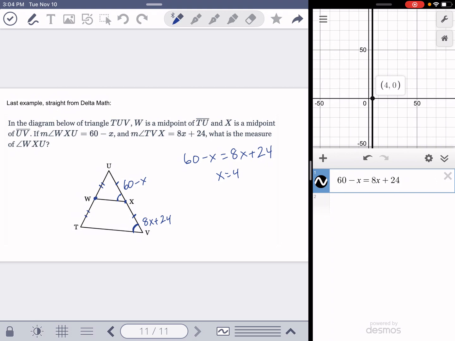What is the measure of WXU? So now, angle WXU is 60 minus x. So 60 subtract 4 will give me 56. And so 56 is what I would type into Delta Math to get the correct answer.